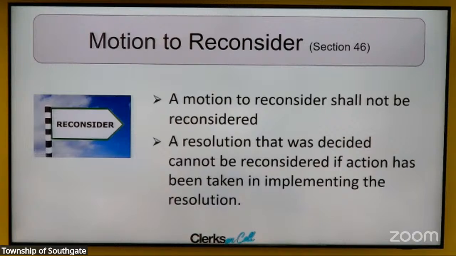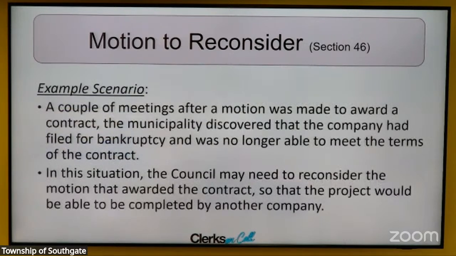So when might you want to proceed with a motion to reconsider? Well, here's an example. A couple of meetings after a motion was made to award a contract, the municipality discovered that the company had filed for bankruptcy and was no longer able to meet the terms of the contract. So in this situation, council may need to reconsider the motion that awarded the contract so that the project is able to be completed by another company.